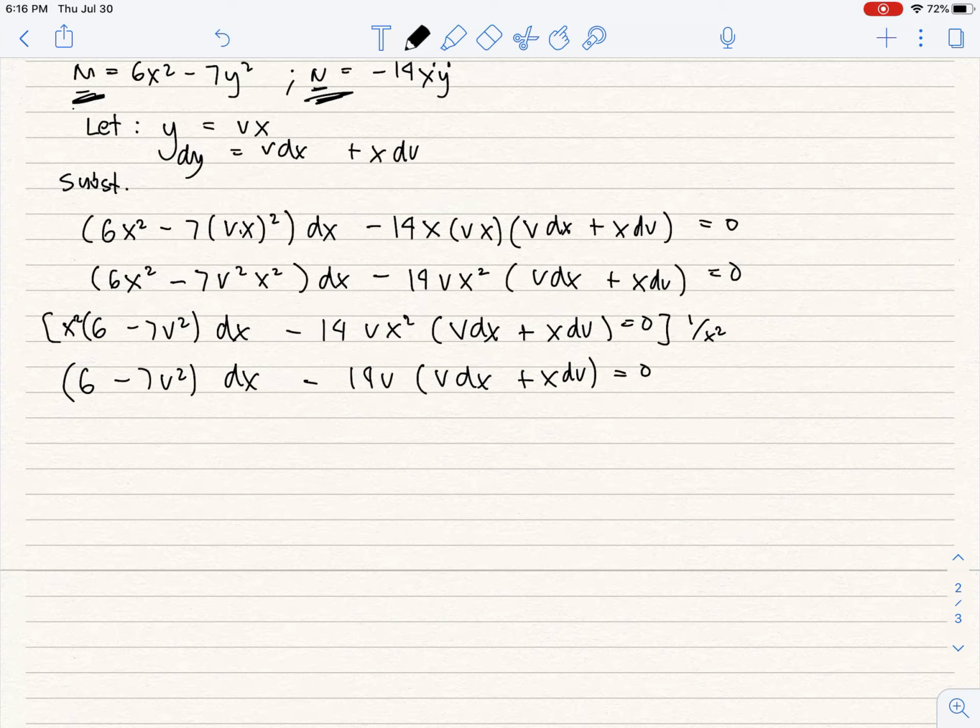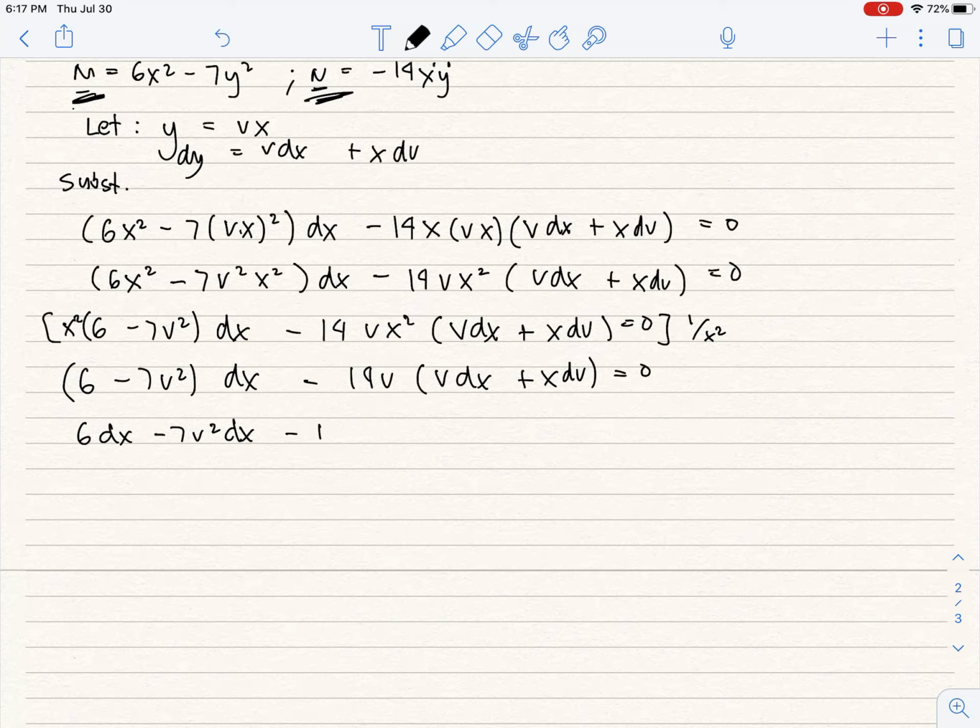So next thing, factor out and then eliminate the common value. Next is distribute dx and then distribute negative 14v so that we can combine like terms. So distribute, this is just 6 dx minus 7v squared dx, then distribute the negative as well.